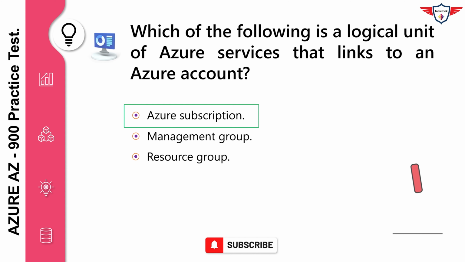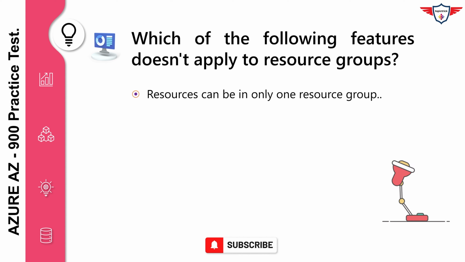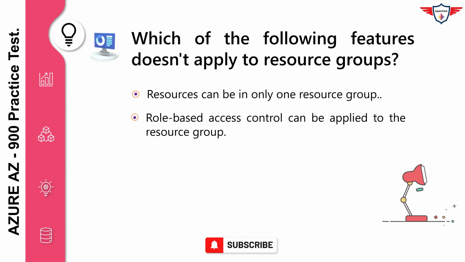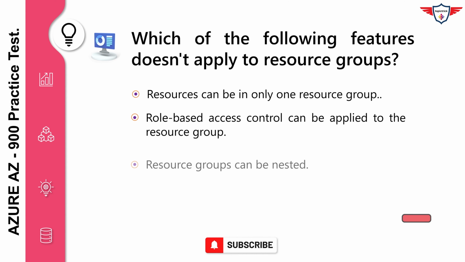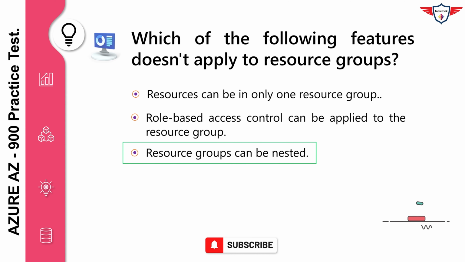Which of the following features doesn't apply to resource groups? Resources can be in only one resource group. Role-based access control can be applied to the resource group. Resource groups can be nested. The correct answer is resource groups can't be nested.